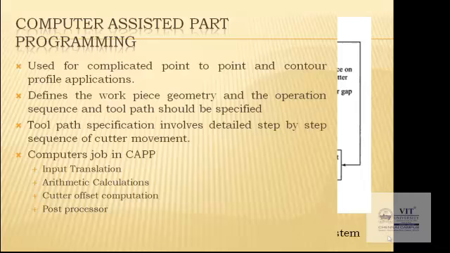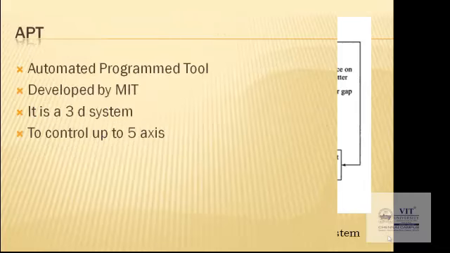So how does the computer control? We need some special commands. By using those commands, the required operation is communicated to that particular controller. So what are all the programs that were executed during those times? That we are going to discuss here: computer assisted part programming.